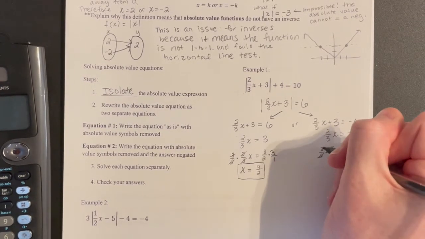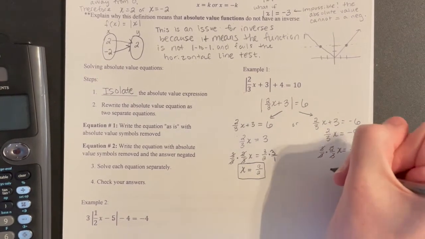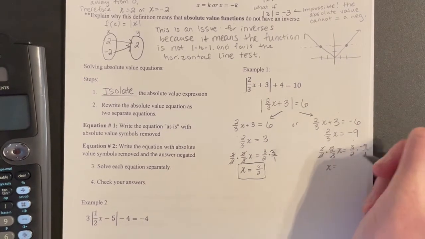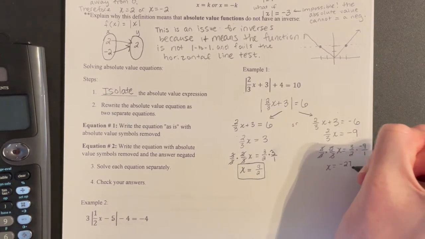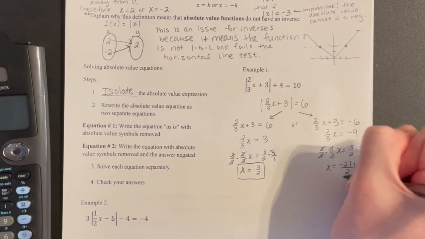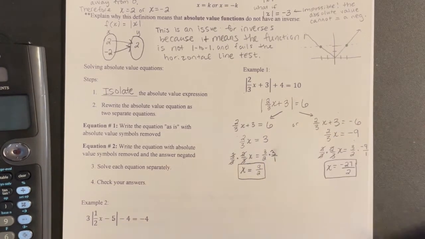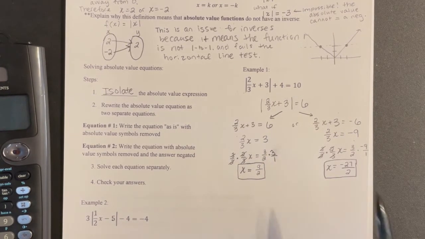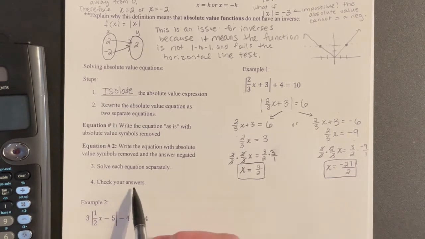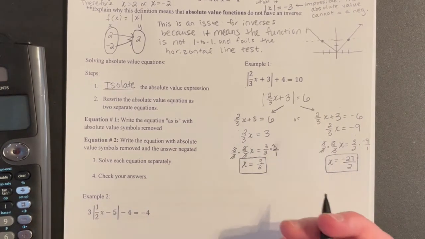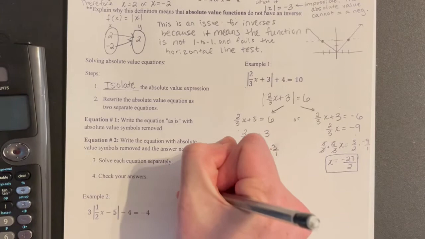So that allowed us to divide. 2 divided by 2 is 1. 3 divided by 3 is 1. So I have 1x here. And then if I multiply straight across, I get -27/2. The thing with absolute value is that we do want to check our solutions because we might end up with something called extraneous solutions. So let's just check.